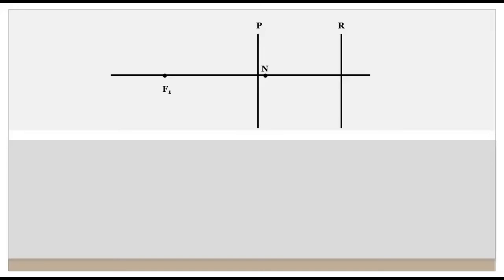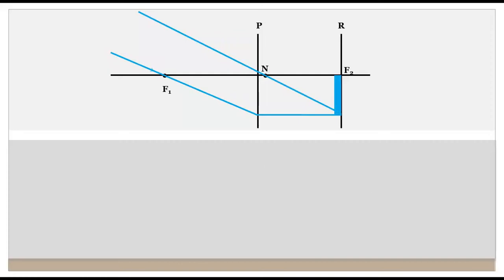So the first way is to draw the retinal image by drawing two rays. The first ray passing through the first focal point, undeviated, and by the refractive power of the eye, it will pass parallel to the principal axis. The second ray passing through the nodal point undeviated. And here is the retinal image.